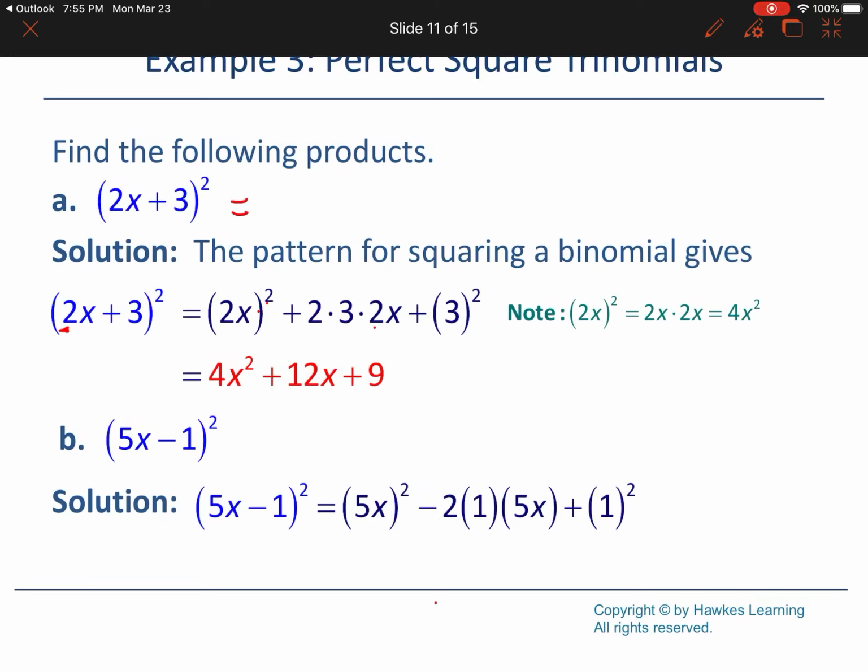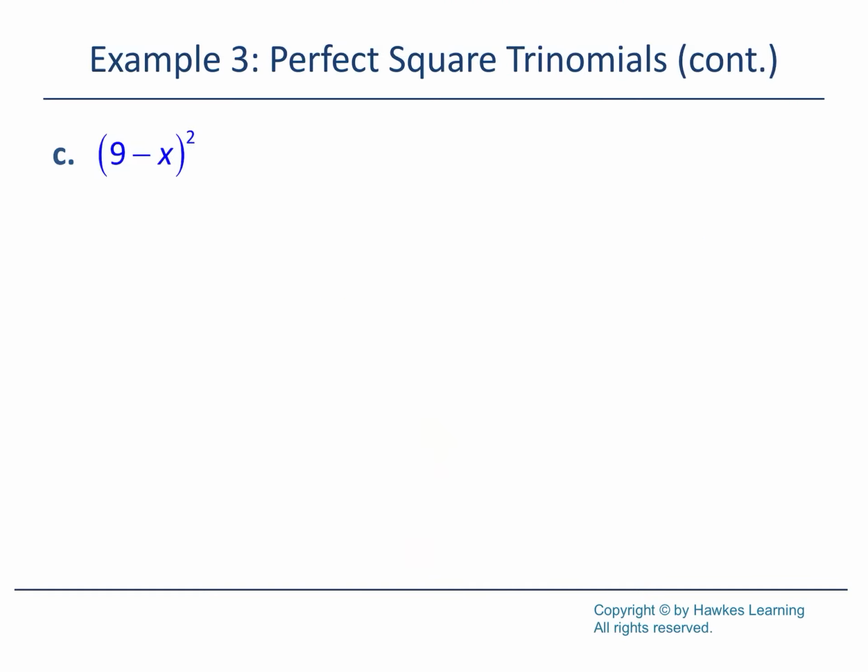Here's the solution. We square the first term, the 5x. We take 2 times each of the other terms and 1 squared. And remember that this negative right here shows up right there. And that simplifies to be 25x squared minus 10x plus 1.